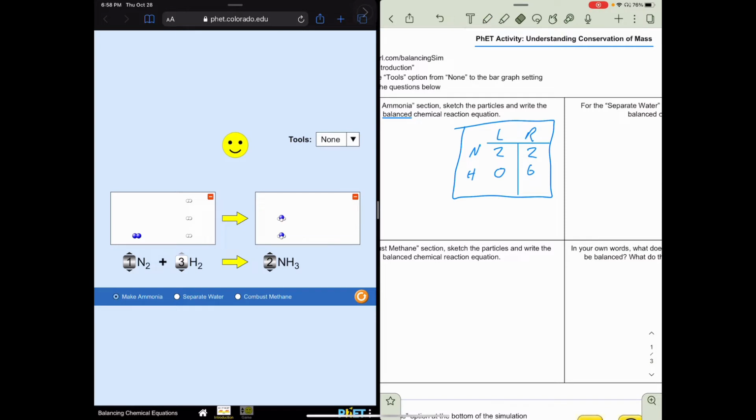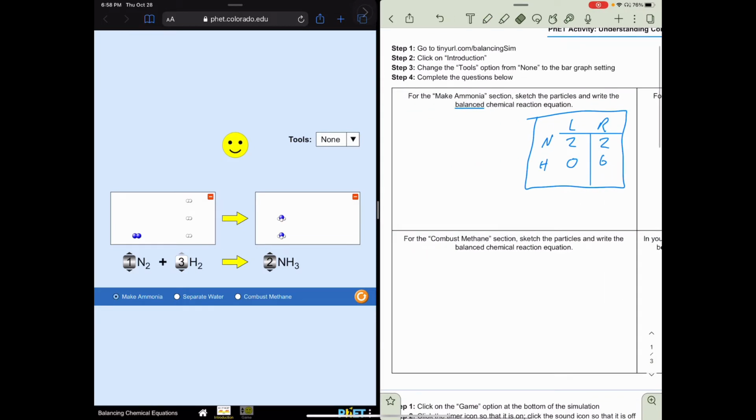And another thing that, at least when you're doing it by hand, is super helpful is to just draw out the equation so that you can add. We'll worry about that another time. So either way, your goal is to get the particles, sketch the particles, and write the balanced chemical reaction equation.